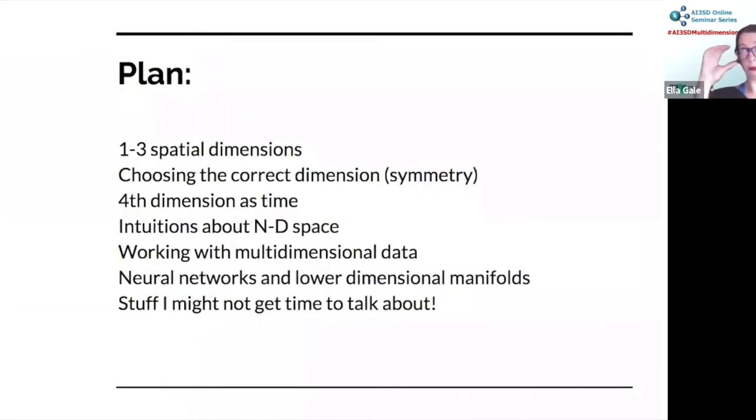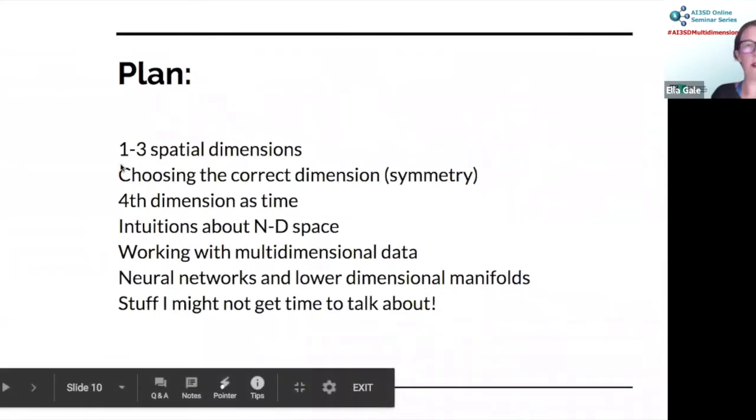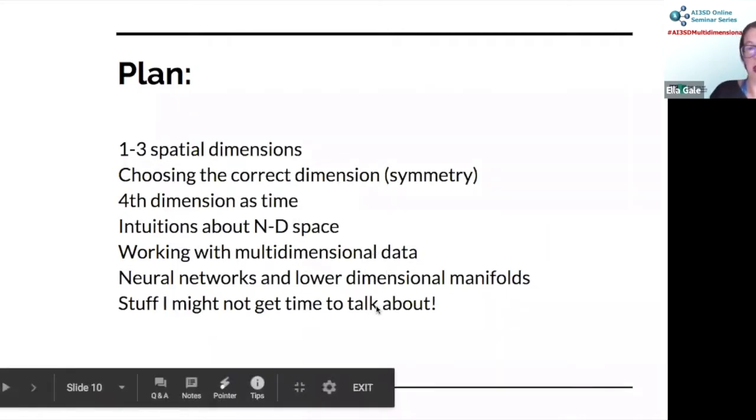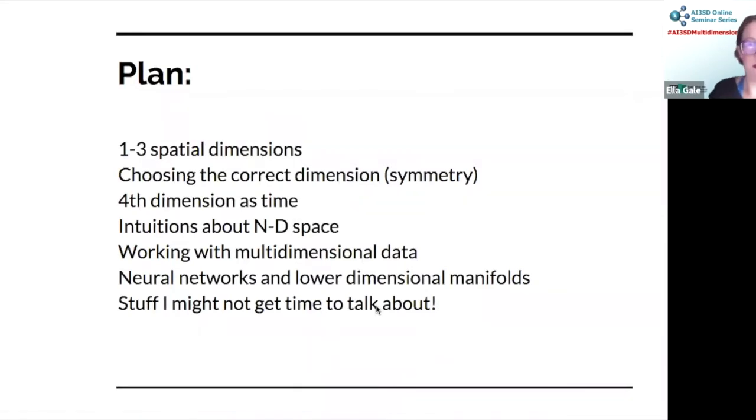Okay, so this is the plan of what I'm going to talk about. I'll start off going through the first 3 spatial dimensions and some ideas of how to choose the correct dimension. Then the 4th dimension is time. Then I will try and give you some simple intuitions about multidimensional space, so you can try and think about this. And then we move on to a sort of case study on how to work with multidimensional data and how modern machine learning algorithms do this.